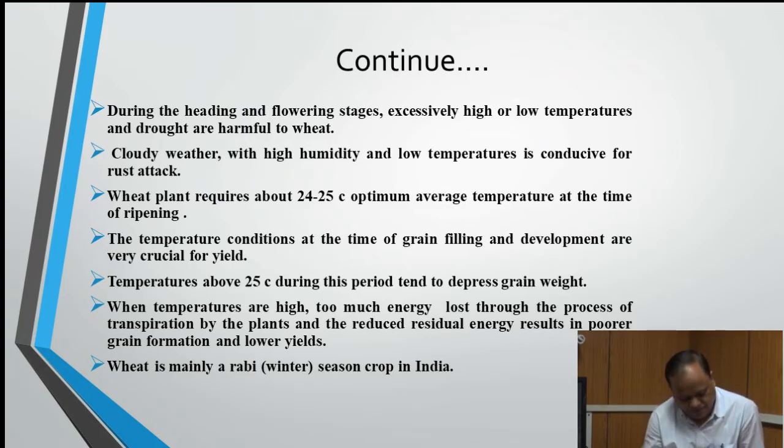As we know, there are three types of rust which attack the wheat crop. The first one is black rust, second one is yellow rust, and third one is brown rust. So if the temperature is low and coincides with the high humidity, then the chances of infection of these rust diseases is very high.